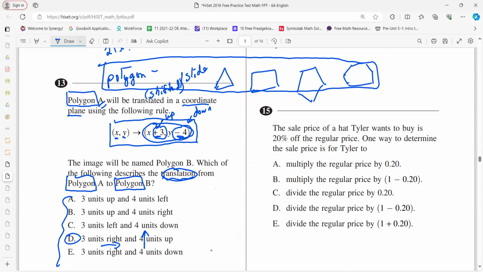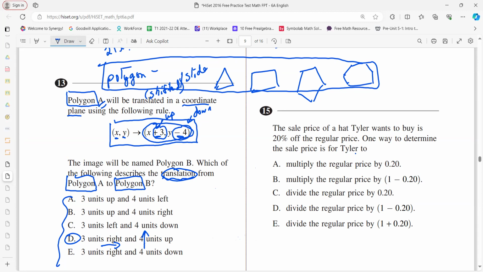So the sale price of a hat that Tyler wants to buy is 20% off the regular price. One way to determine the sale price is for Tyler to do what? Isn't this interesting? Because they didn't tell us the original price of the hat. They're actually trying to figure out what you would do. Since you can't show your work on the test, they threw a question on the test that made you tell us what you would do if you could work it out.